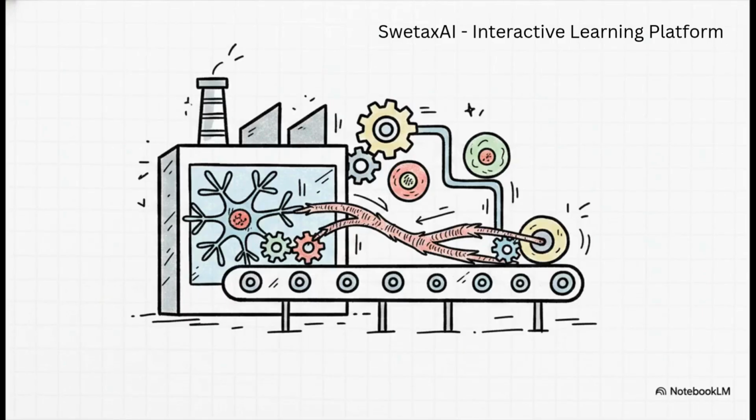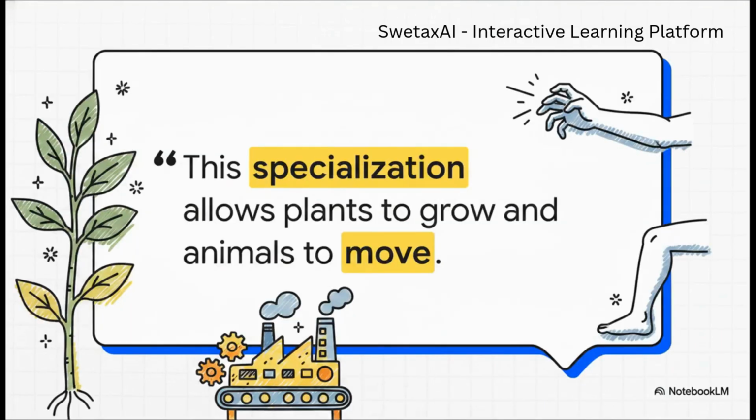Tying this all back to our original factory analogy, none of this incredible movement, none of this complexity is possible without that initial division of labor. Life becomes efficient only when cells specialize. That one single concept is the entire foundation for everything we are able to do. And I want to leave you with this really powerful insight direct from our source material today. This specialization is what allows plants to grow tall and animals to move, sense, and respond effectively.